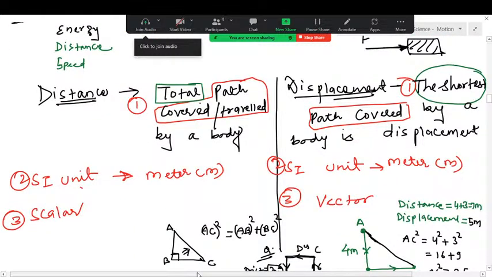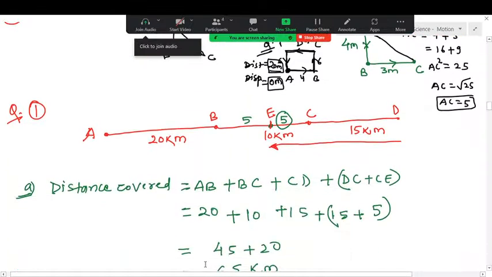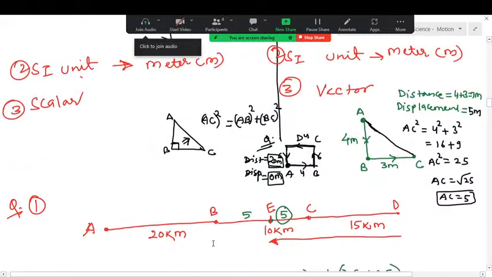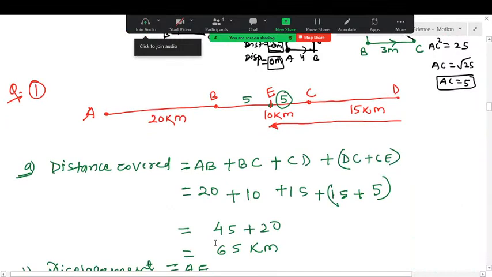Then we categorized distance and displacement. Can you tell me the differences between distance and displacement? I want you to explain this topic. What is distance? What is displacement? Just categorize them under some points that I have presented. Tell me, Sanket, what are the differences between distance and displacement?